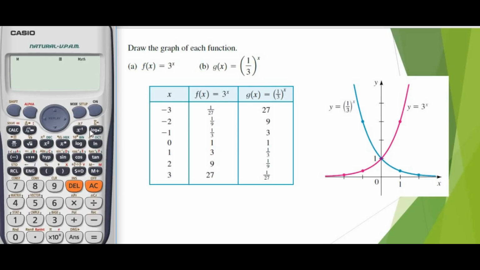So our first step is we will be looking for our table function. So we'll press mode, and in this case our table function would be number 7. So we'll press 7.